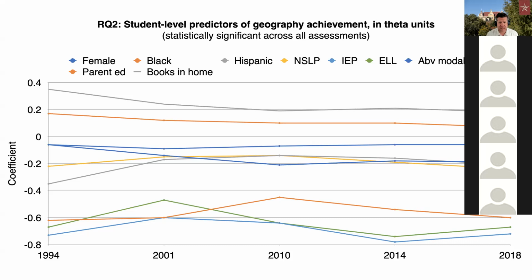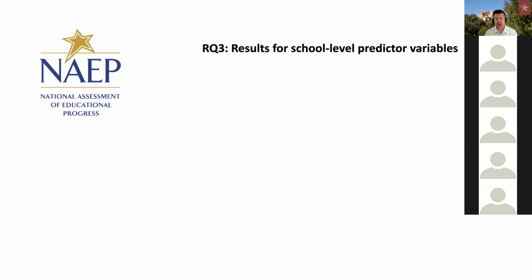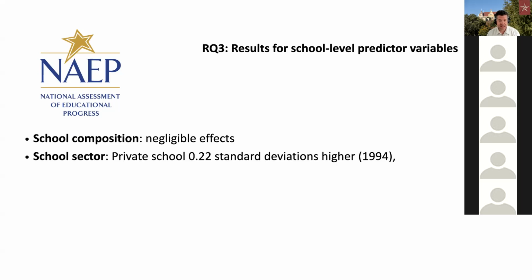There were other student variables that had significant associations with achievement in certain years, but these were the characteristics that were consistent and significant across all 5 of the assessments. Now, with regard to our school level predictor variables, there was much less consistency in the results. One thing I think is interesting is that, unlike Rich's studies, we didn't find any significant associations on the basis of school composition. I would like to talk with Rich and others about why that may be the case. Some future research opportunity, I think.